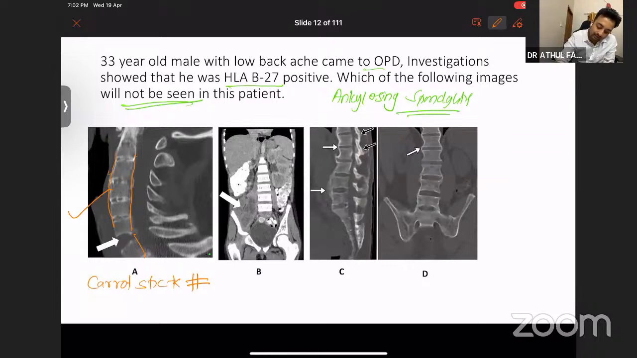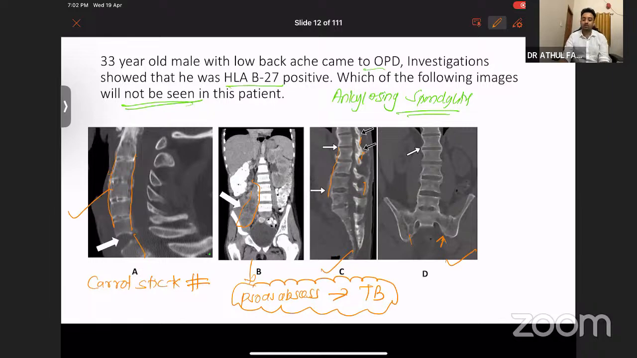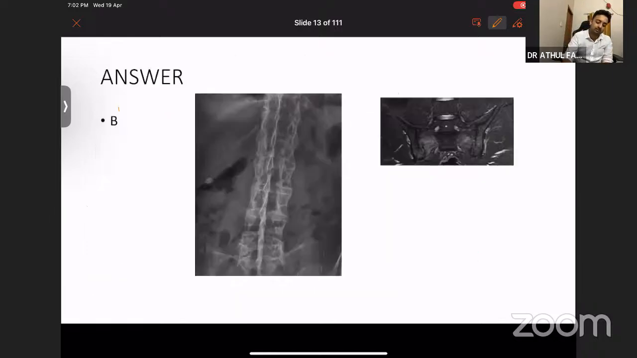In the other image, you can see there is anterior longitudinal ligament calcification and interspinous ligament calcification, which is commonly seen in ankylosing spondylitis. Here you can see bilateral sacroiliitis and endosophyte formation. So all these are features of ankylosing spondylitis, whereas in this picture, we are able to see some lesion in the psoas muscle. So the second image is psoas abscess, which is not seen in ankylosing spondylitis, which is usually seen associated with tuberculosis of spine. So option B was not commonly seen in ankylosing spondylitis.